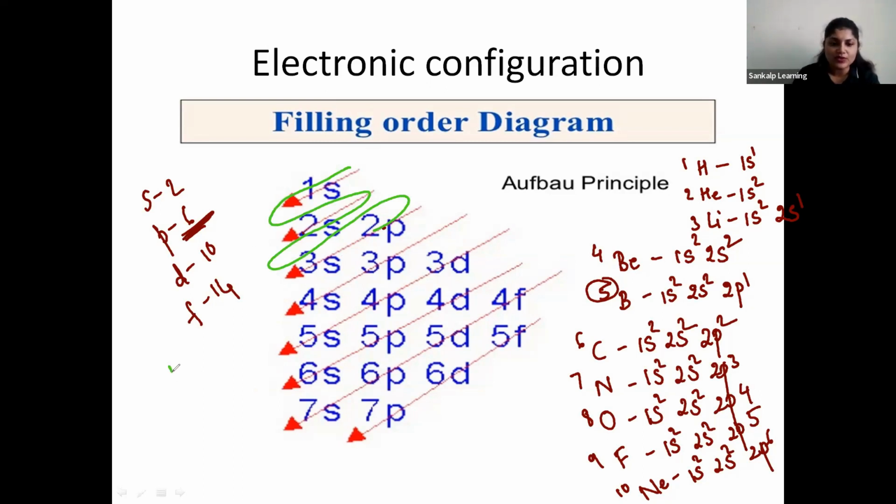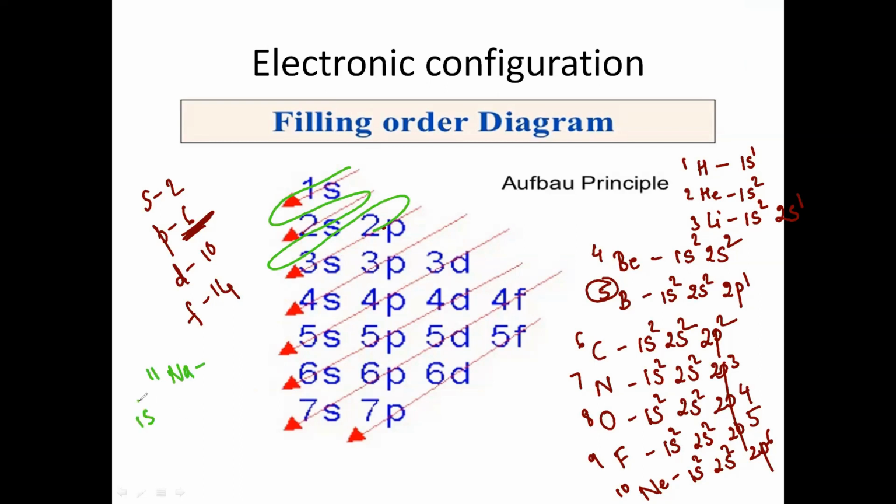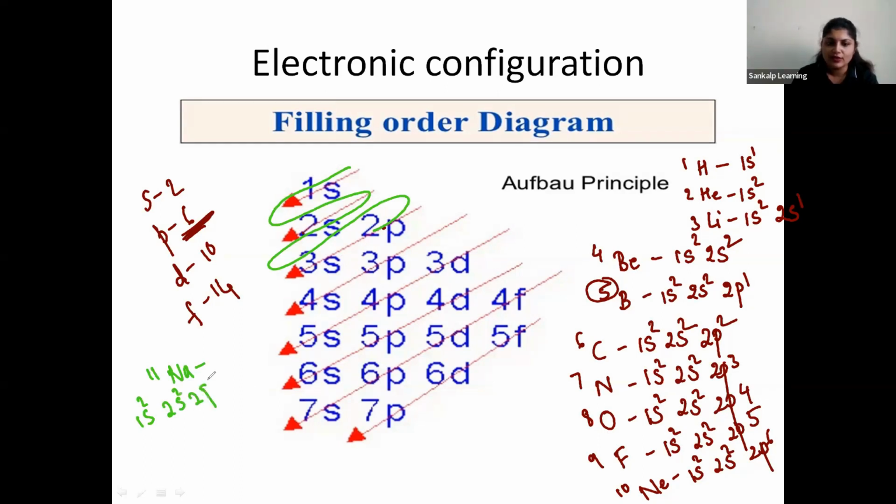Sodium is 11. 1s2, 2s2, 2p6 and 3s1. Good. So like this you're going to write. Then after sodium, next is magnesium. Magnesium is 12.